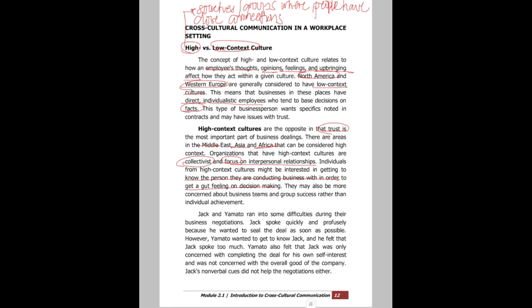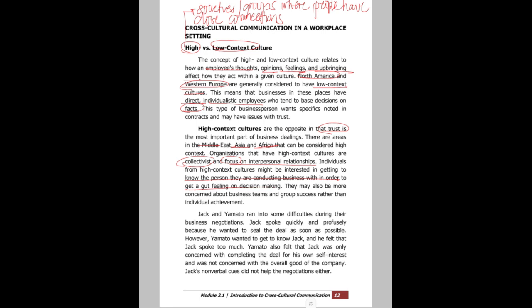So dahil si high context culture is most likely open sila sa iba't ibang klaseng tao, they also like to get to know the person first bago sila mag-engage sa isang business. They also like to know the person even more bago nila pagsabihan ito ng iba't ibang information about a certain business. Ibig sabihin, nandun sila sa point na they need to get to know each other first bago tayo pumunta sa business matters.